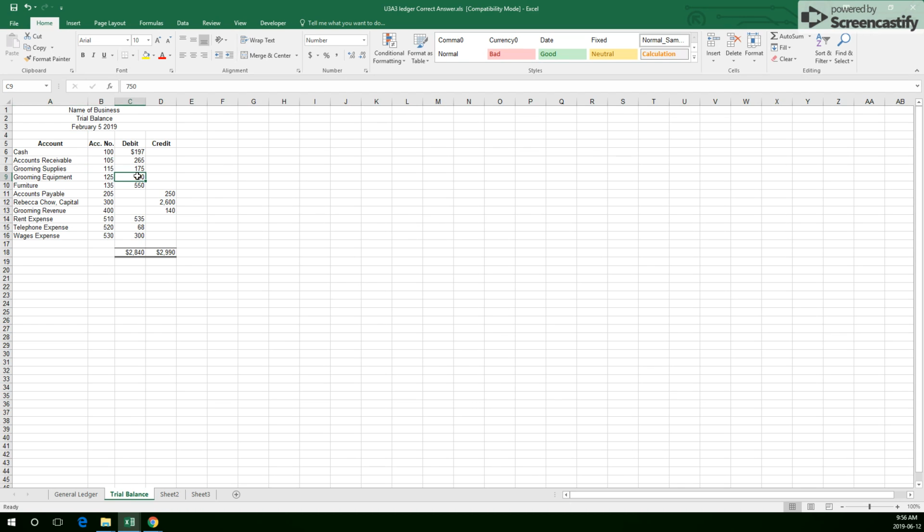Grooming equipment has to be 900. And so there was our mistake. There was a problem there. The reason that we had this little issue is that I used a former student's example here as a guide, as a starting point.